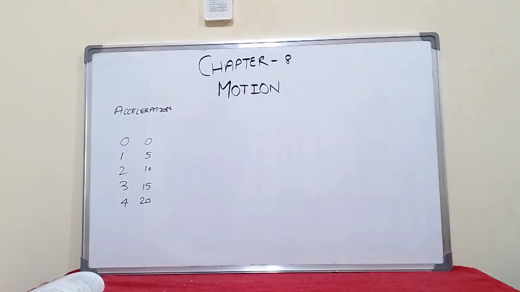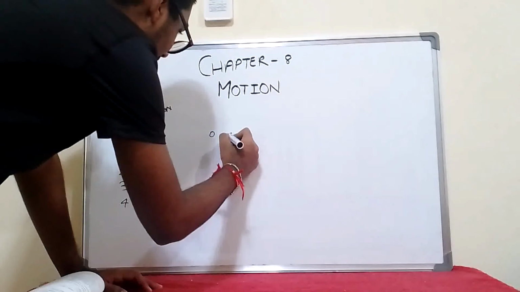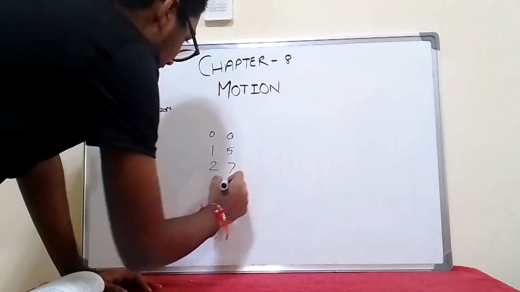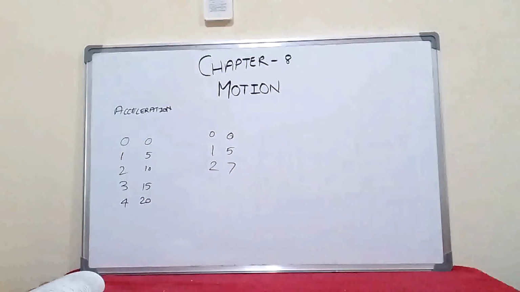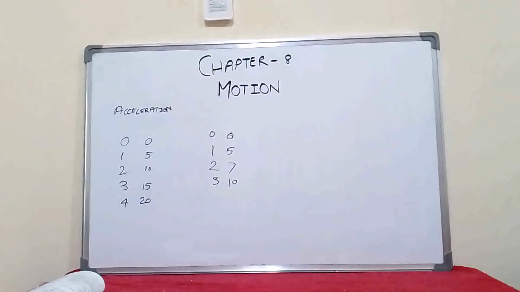But if it's a non-uniform acceleration, it is 0, and then in the first second it covered 5, and then after the second second it became 7 meter per second, it increased by 2 only, then in the third it became 10, so it increased by 3 only. So it's not increasing in an equal manner, it's very different, it's increasing unequally. So here it's non-uniform motion.